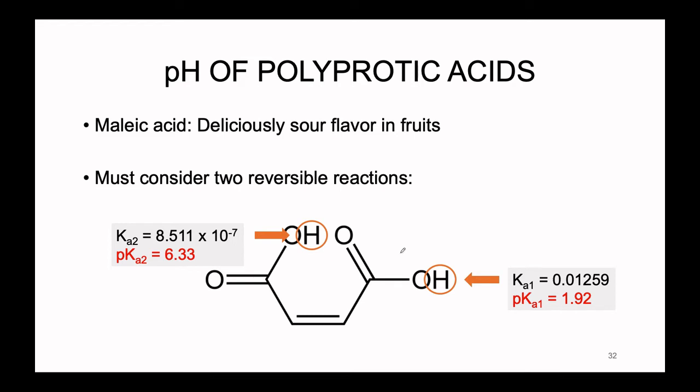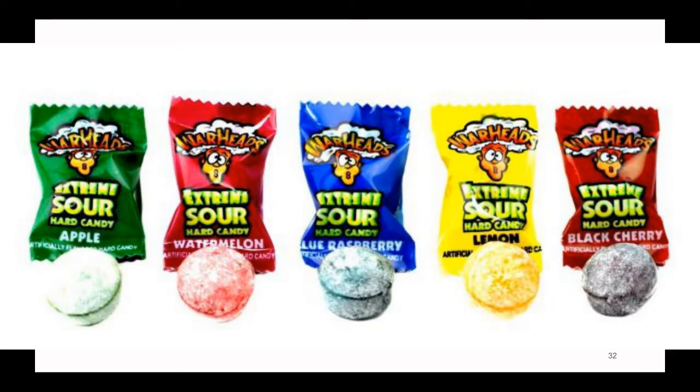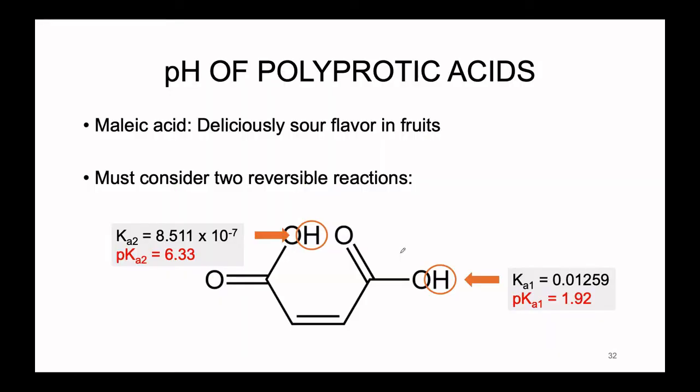Now, if you've ever had a Sour Warheads candy, the white powder on the outside of the candy that causes that incredibly delicious sour flavor is maleic acid. It is extracted from fruits. It is naturally found in fruits. It is also what gives us the sour flavor inside of fruits like apples and pears. This is not the sour flavor that comes from citrus fruits.